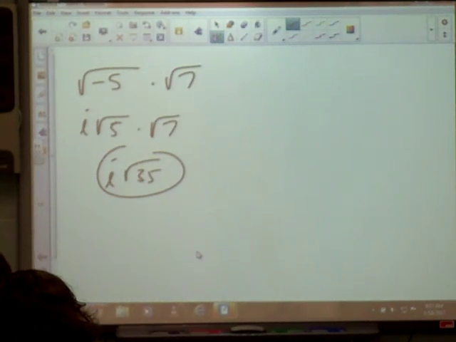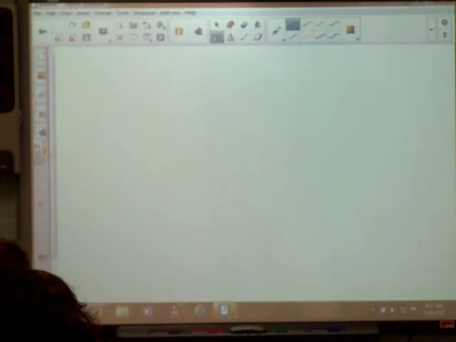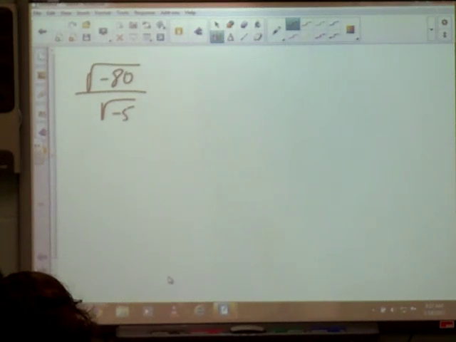Alright, we okay? Okay, those were all multiplication. Let's look at some division ones. I got the square root of -80 divided by the square root of -5. Now, just like I told you earlier, when I struggled on the multiplication, I forgot you had to take the i out first. You have to do the same on division. So we got to take the i out first.